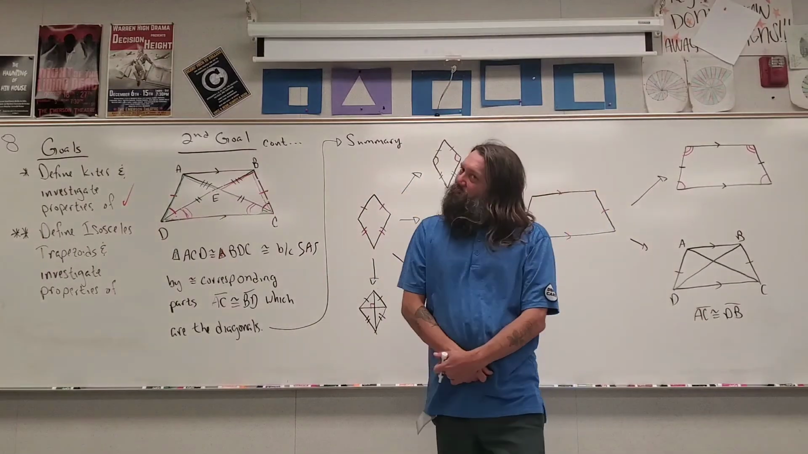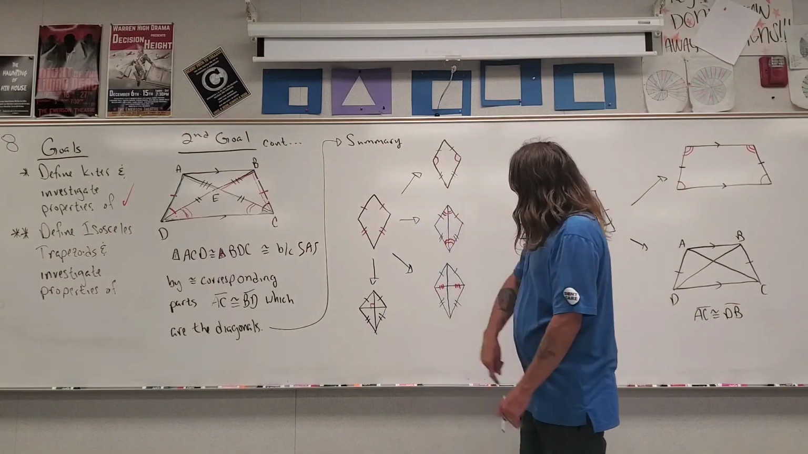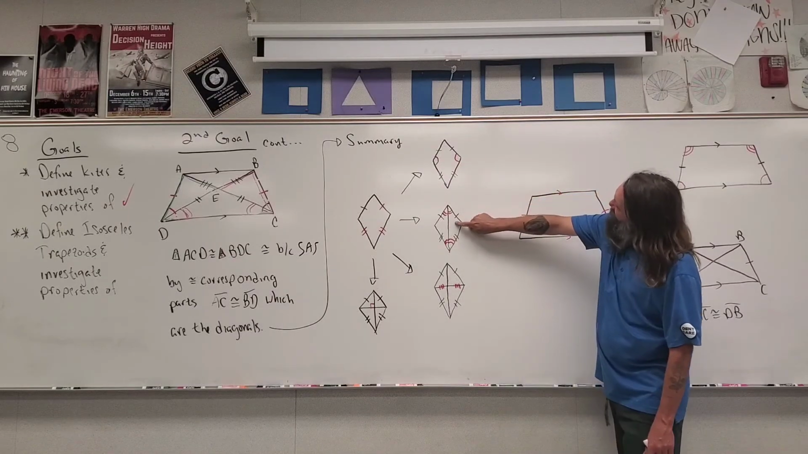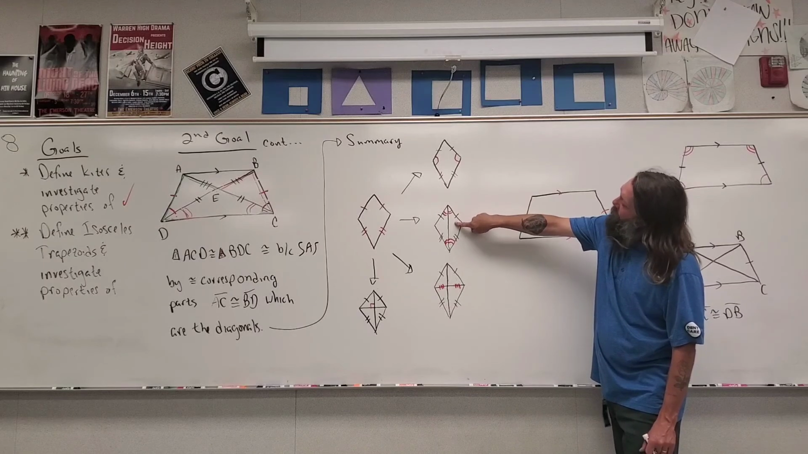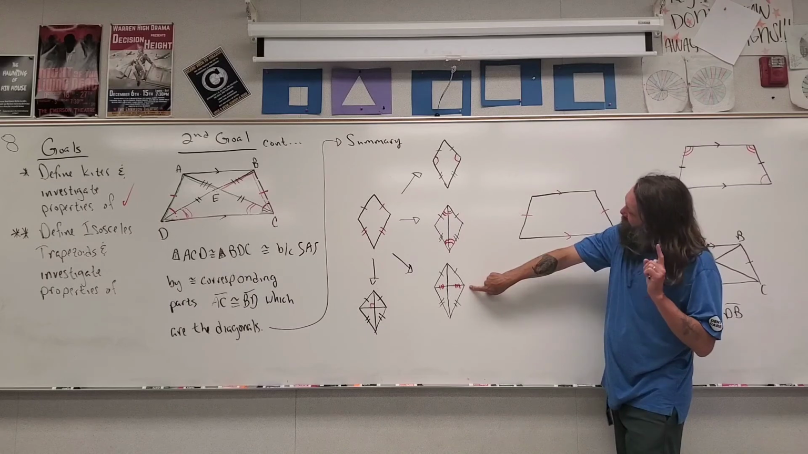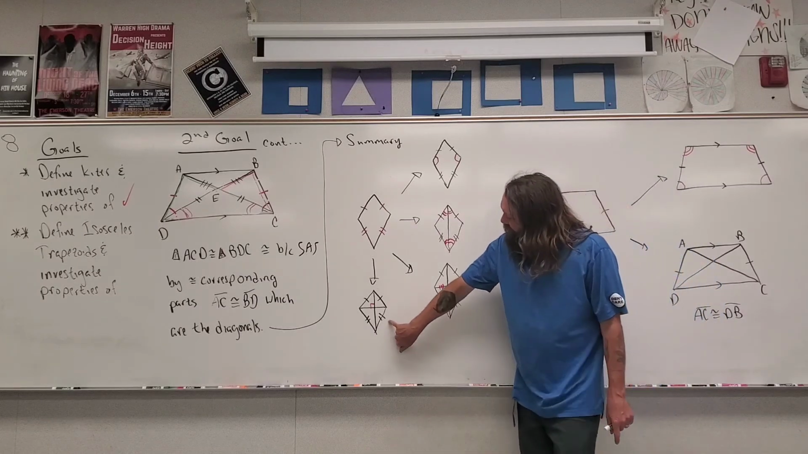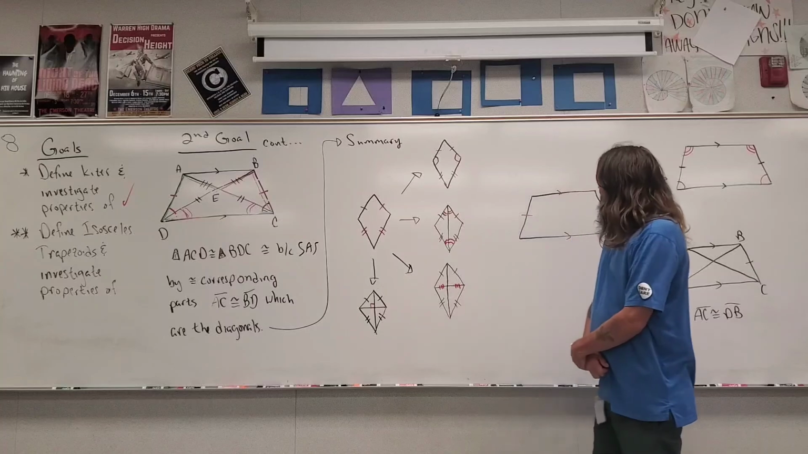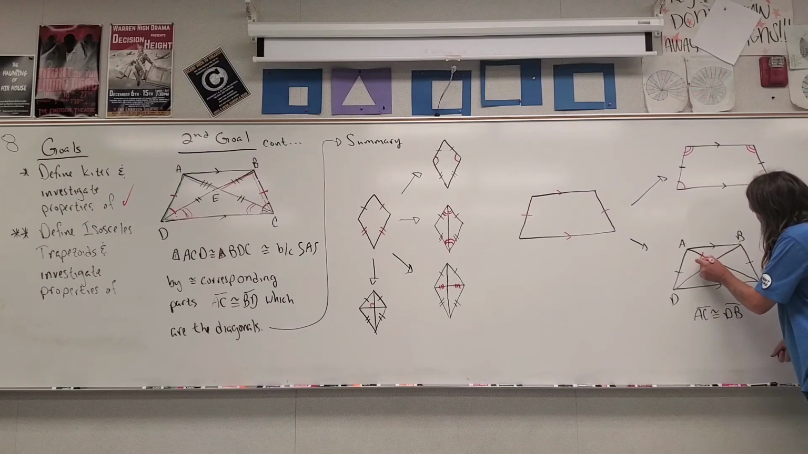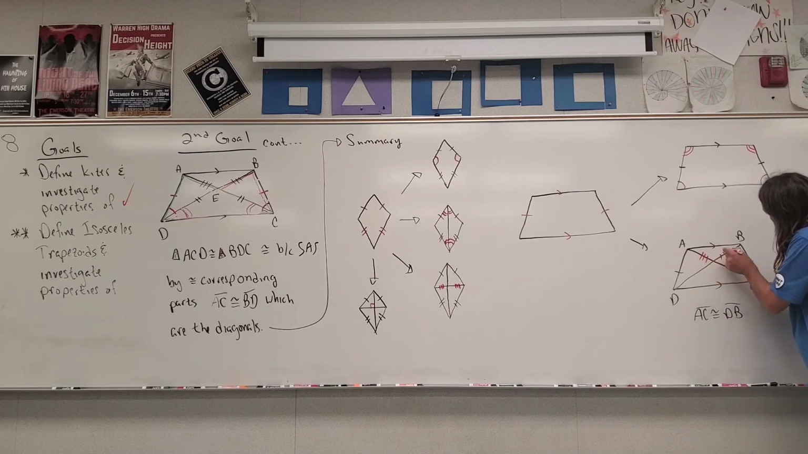All right, so let's do a little summary of this lesson. If I have a kite, that means I have one pair of opposite congruent angles. I have a diagonal that bisects the other pair of opposite angles. One diagonal bisects the other, and the diagonals are perpendicular. If I have an isosceles trapezoid, that means that I have two pairs of congruent base angles, and I have congruent diagonals that are broken up into two congruent parts.